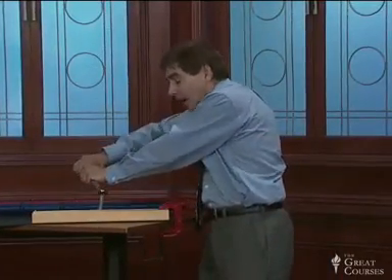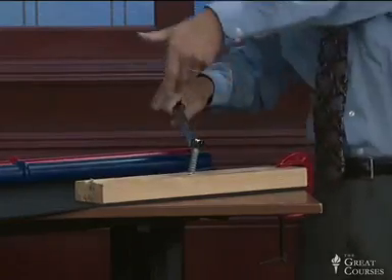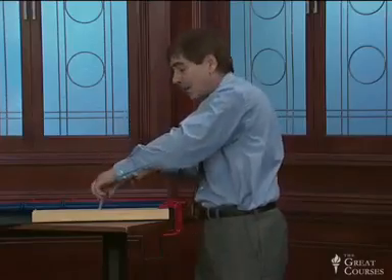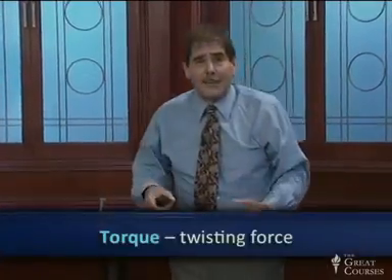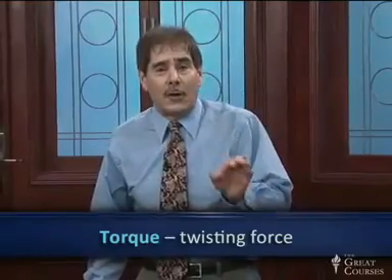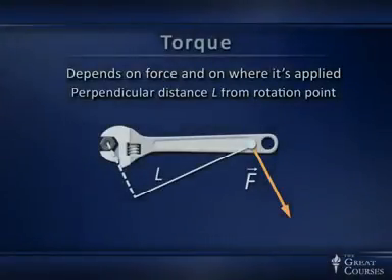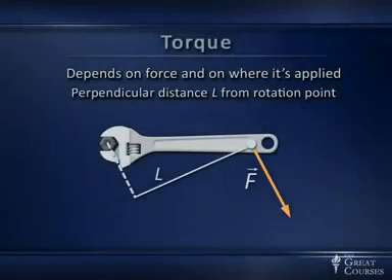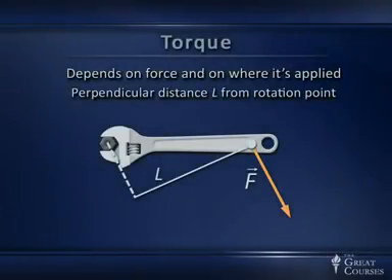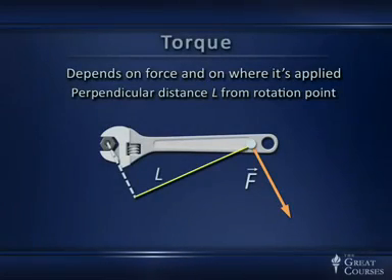It depends on how large a force I apply, but it also depends on how far I apply it from the point at which I want to make something rotate. That twisting force that I get by applying a force at some distance from this pivot point is called torque. And torque, if we want to get specific about it, is measured by the strength of the force and the perpendicular distance, which on this diagram shows as that line marked L, from the pivot point to the point where I apply the force.